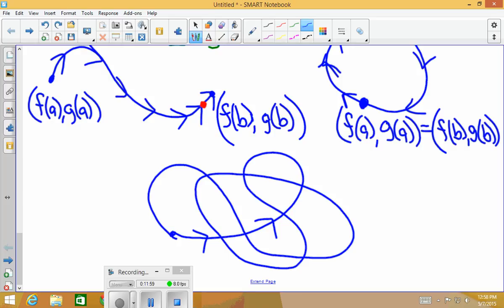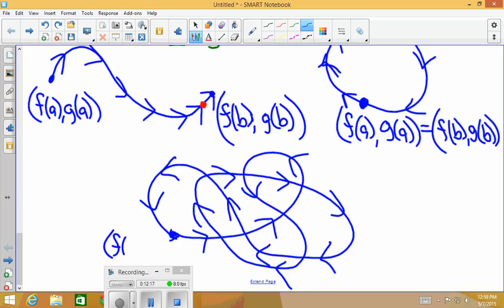And I'll just put a few arrows to indicate the direction of movement. Perhaps I made this curve a little too complicated. The endpoints are the same, f of a, g of a, and f of b, g of b. So this is a closed curve. However, it certainly intersects itself in many points, so it is not a simple closed curve.